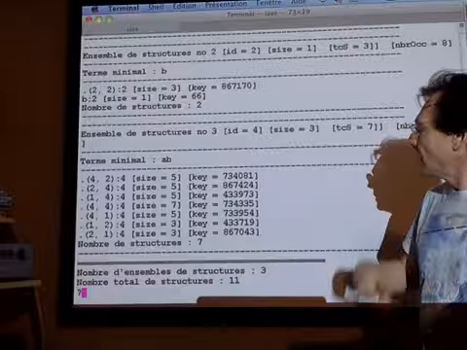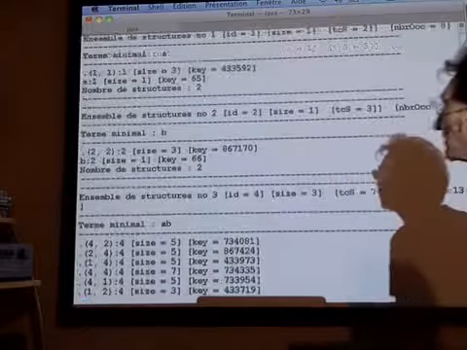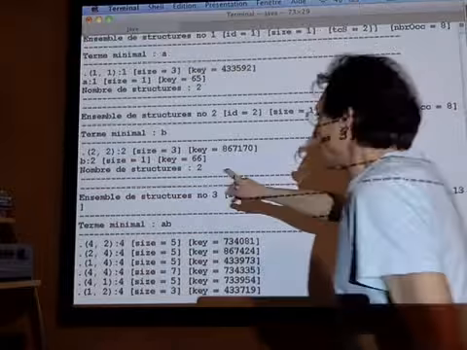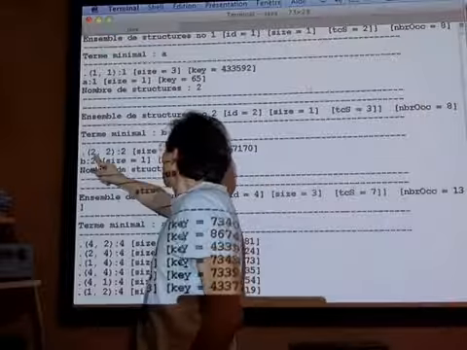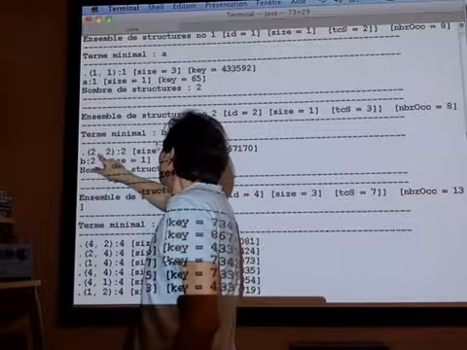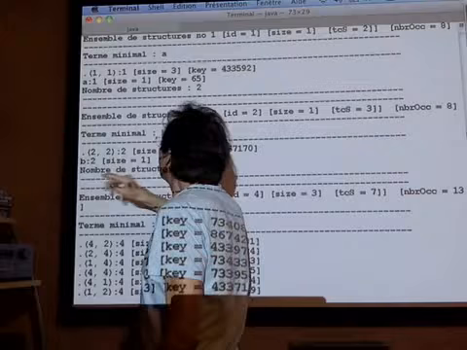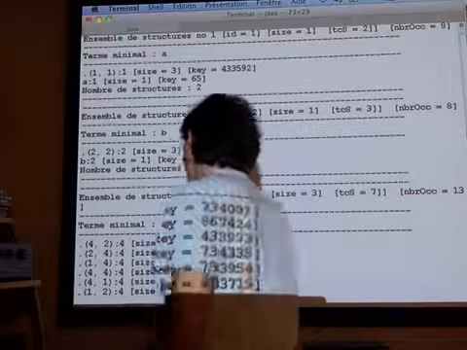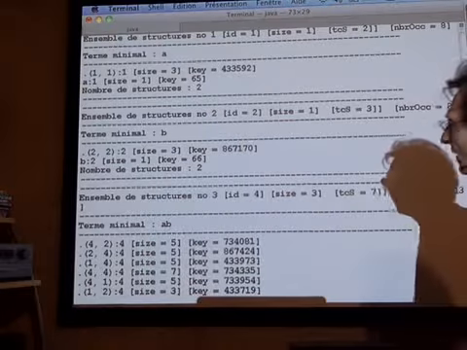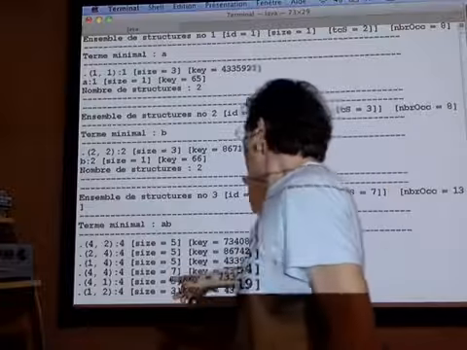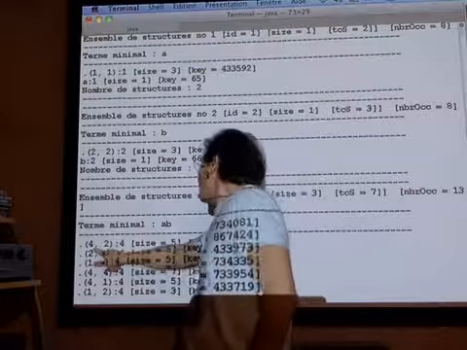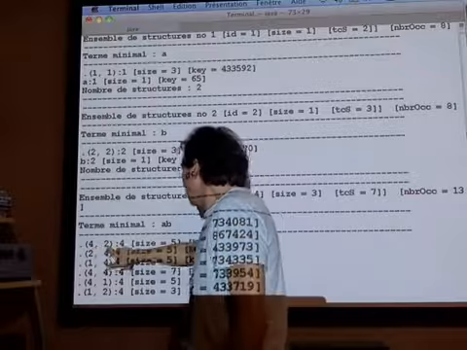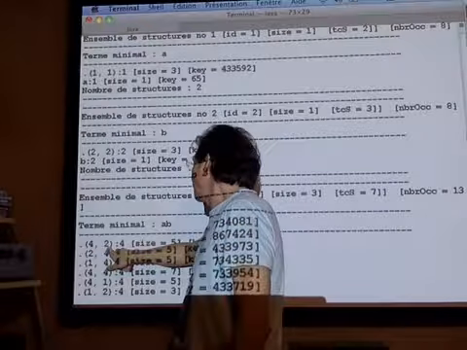Okay. So we have three sets of structures. And here, for instance, we can see that any term containing only B on the left of the operation and only B on the right of the operation are equal to B. But here we have much more terms that are equal to AB. Instead, for instance, here the term which contains A and B on the left and only B on the right is equal to AB.